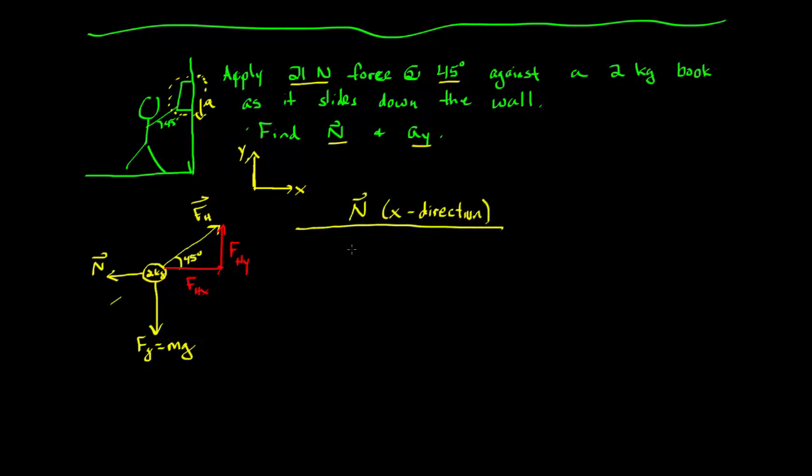Okay. So thinking about the x direction, the book is not moving in the x direction. So we know the net force in the x direction is equal to 0. Looking at my x direction, I have this positive force of the hand in the x direction minus the normal force, which is in the x direction, is equal to 0. So the normal force is going to be equal, I moved this over, but I'm flipping the whole equation around, the force of the hand in the x direction.